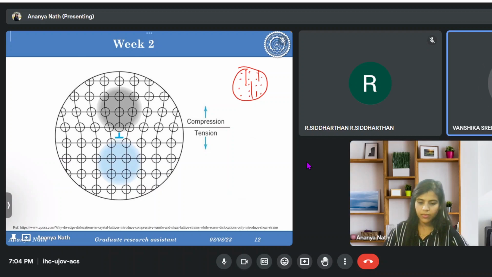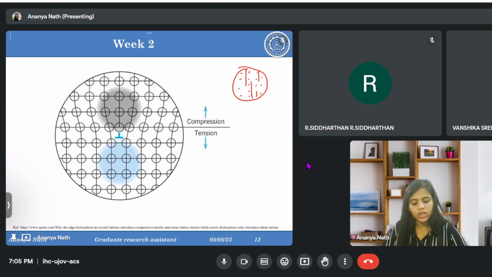Basically, when the bigger solute is forcing itself into the already arranged lattice, it pushes the other nearby lattice particles away. They want to come back to their original position, so that's why it's compressive stress.